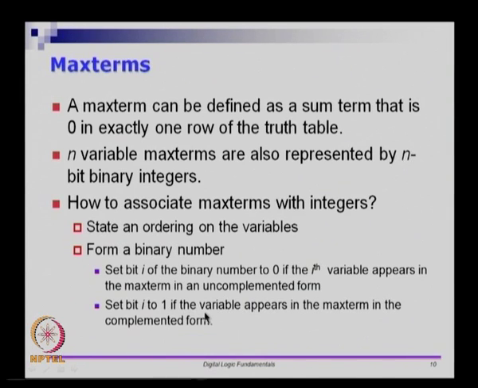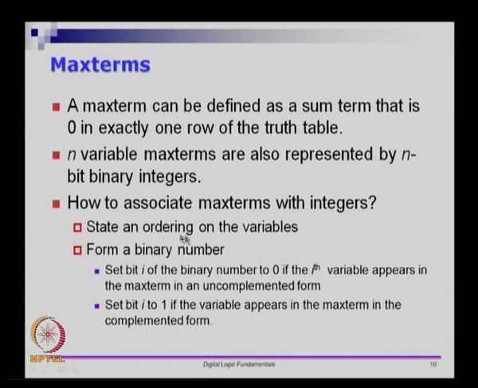Let us see the max terms. A max term can be defined as a sum term that is 0 in exactly one row of the truth table. So if I give you a truth table, I go and look at the output column. Wherever there is a 0, the corresponding term is what I am going to look at. So the n variable max terms are represented by binary numbers, as I showed earlier for minterms, and the way we get the max terms is slightly different from the way we get the minterms.